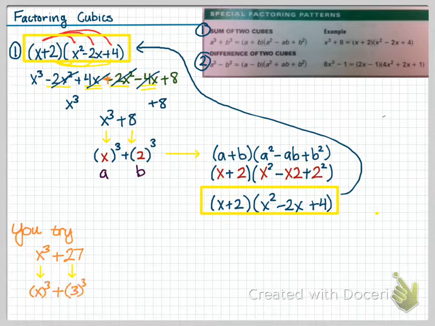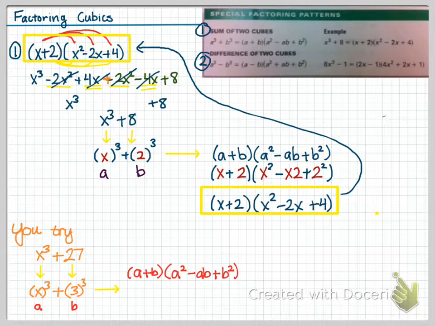Let's take a look at what we do. X cubed, I'll put parentheses around the x. 27 is really 3 to the third power. So you now have two cubics. You have x to the third power and 3 to the third power. So now you plug that into your formula. X is going to be your A, 3 is going to be your B. And let's plug it in.